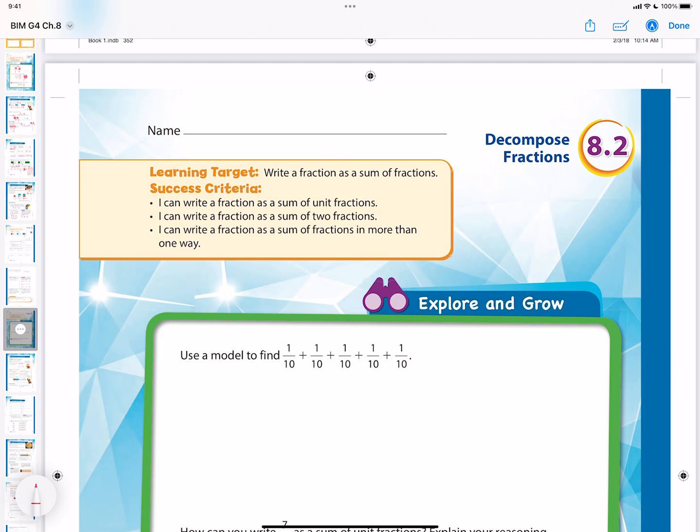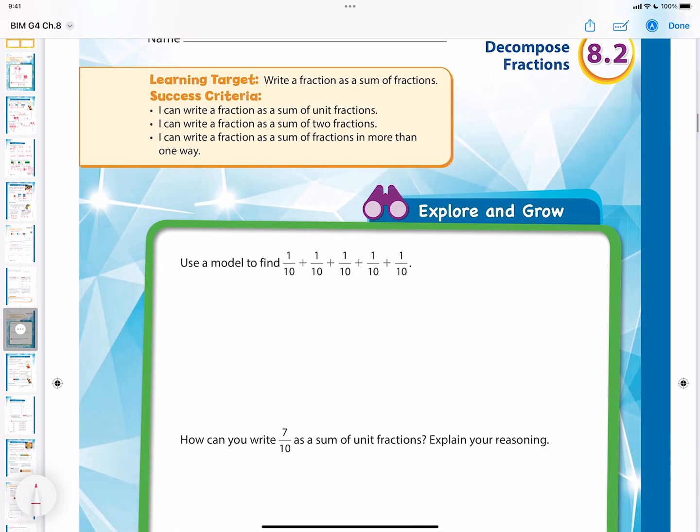This is lesson 8.2, decompose fractions. Our target is to write a fraction as a sum of fractions. So basically, we are going to break down this fraction in different ways to add. All right, use a model to find 1 over 10 plus 1 over 10. How many 1 over 10s are here? 1, 2, 3, 4, 5 1 over 10s, okay?